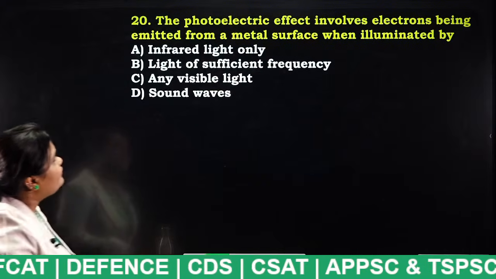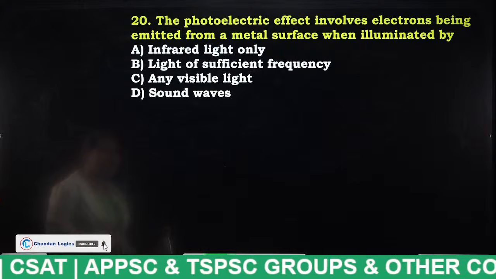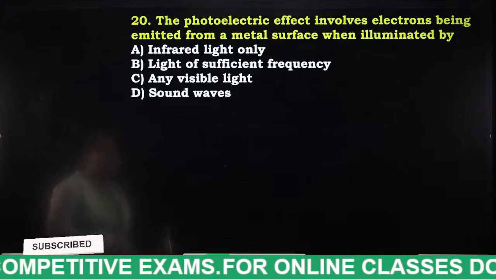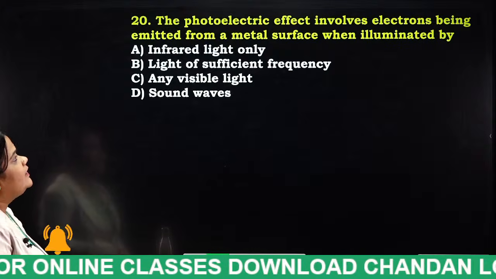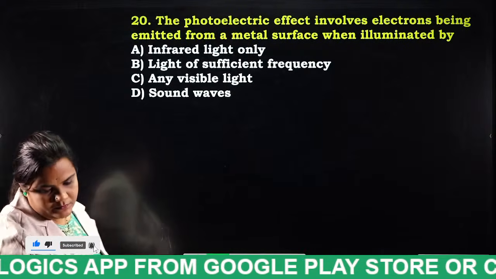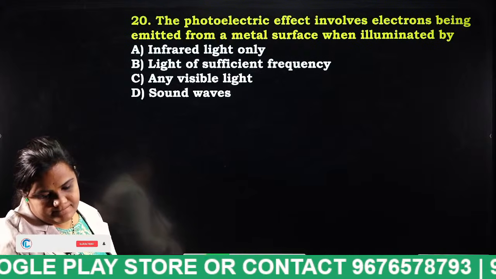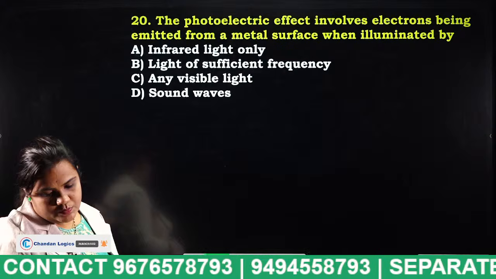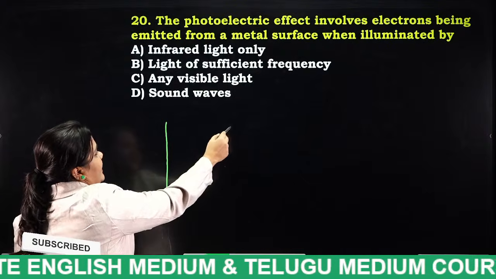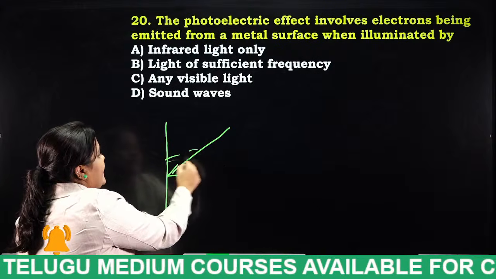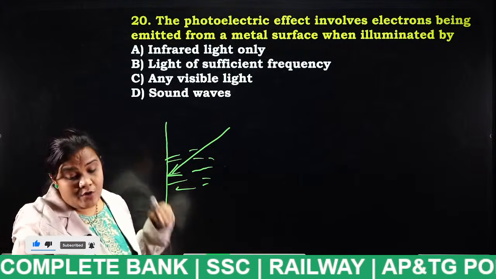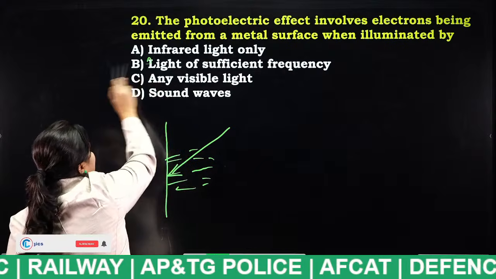The photoelectric effect involves electrons being emitted from a metal surface when illuminated by infrared light only, light of sufficient frequency, any visible light, sound waves. Photoelectric effect is nothing but, there is a metal surface, when light strikes it, electrons are emitted. How much illumination is required? Light of sufficient frequency, very good.